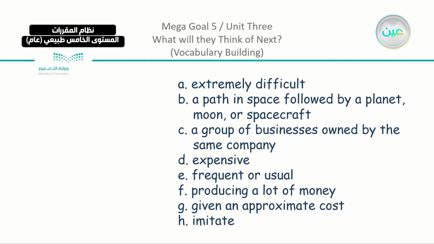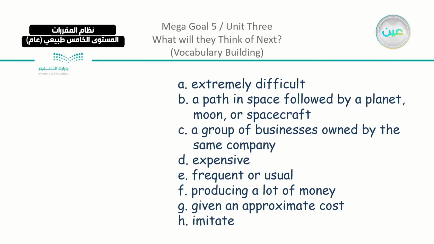Then we have in B, a path in space, followed by a planet, moon, or a spacecraft. So here you are going to relate something with space, the moon, spacecraft. This one is also something that you can easily relate to. Then we have in C, a group of businesses owned by the same company. So we have here businesses, they are all owned by the same company or the same person or the group in general. After that we have here in D, expensive. So here it is obvious.